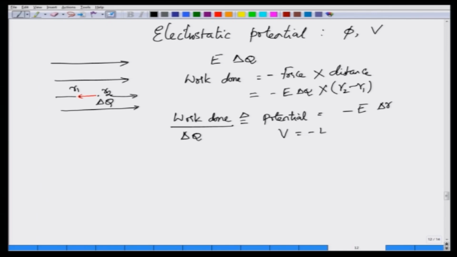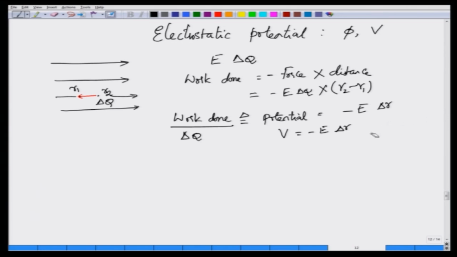So, V is equal to minus E into delta r, or sometimes you can see that the same thing is written as minus E into delta x, because this is an x and y plane, you can do either one. I am going to use E into minus r minus delta r for now. So, this is the potential.